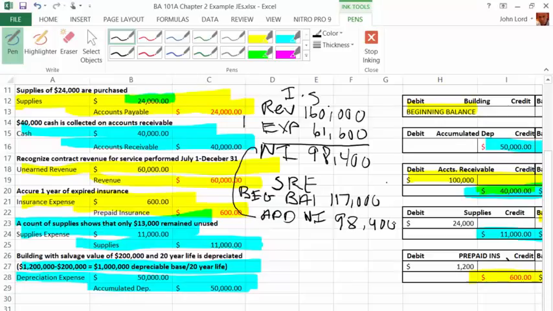117,090, and we add 98,400 of our net income, what's the total? 215,400. Good. Ending balance. Say it again. 215,400, you say? All right, nice. Okay, there's my ending balance of my retained earnings, right?